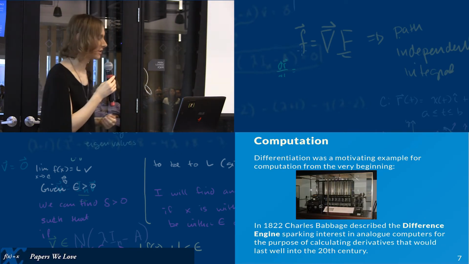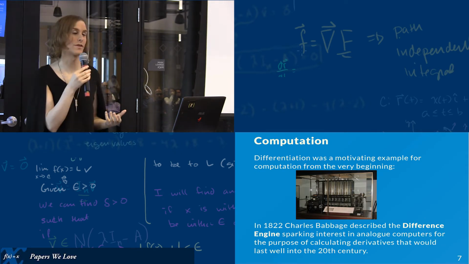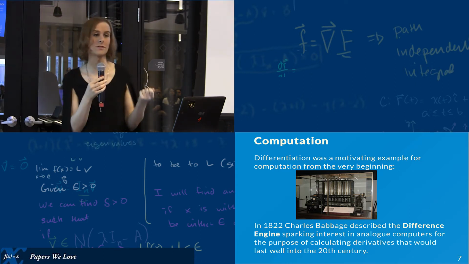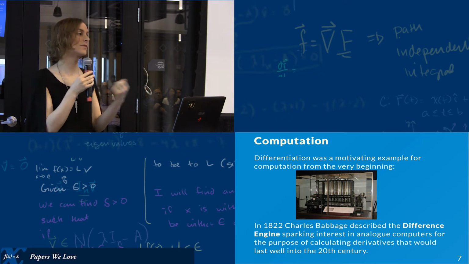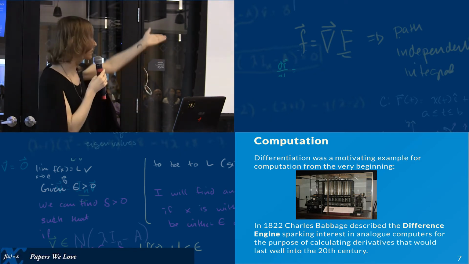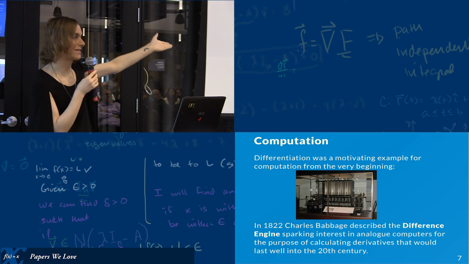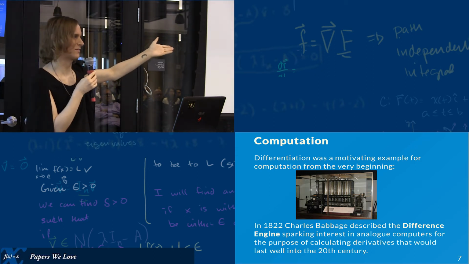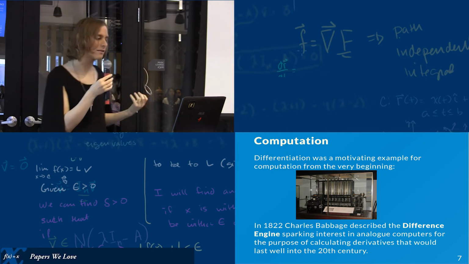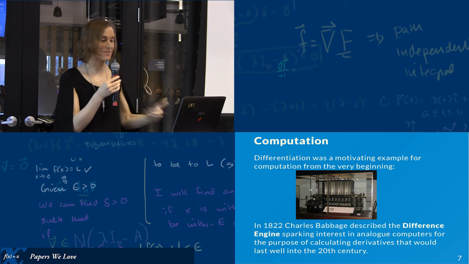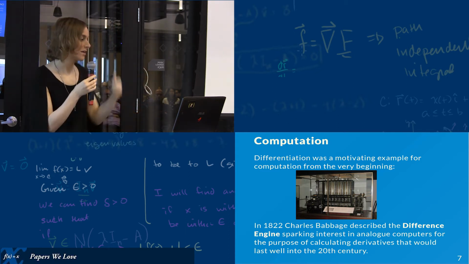As far as computation goes, Charles Babbage is mostly known for the analytical engine, right? That was a general purpose computer. But 15 years earlier than that, he described the difference engine. This is actually a photo of it in a museum in London, or I think it's the original that was restored, but there are a lot of people who have reconstructed it. It's an analog computer, not for general computation, but specifically for calculating derivatives.